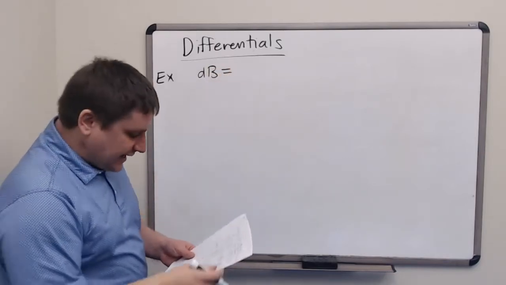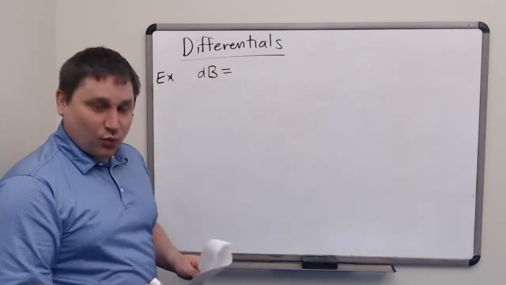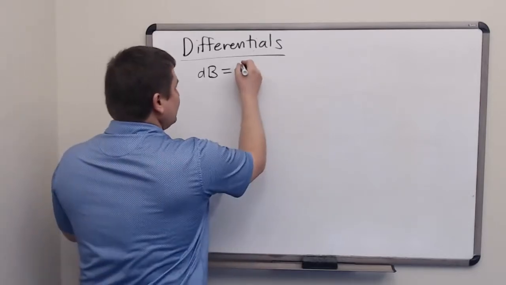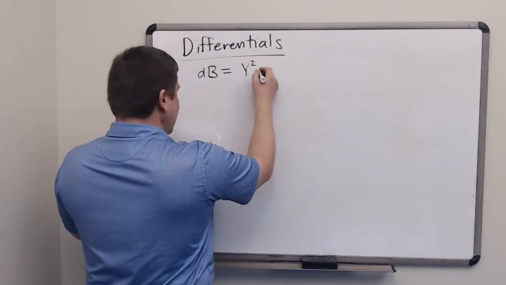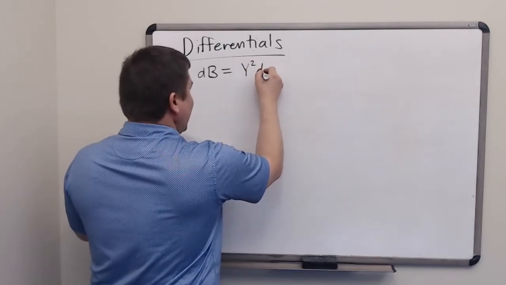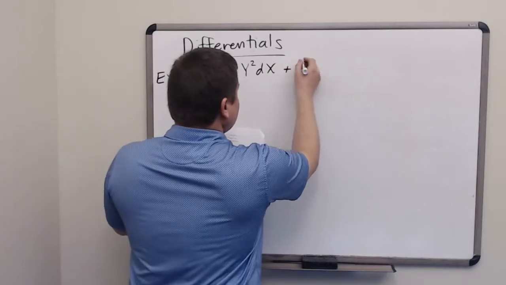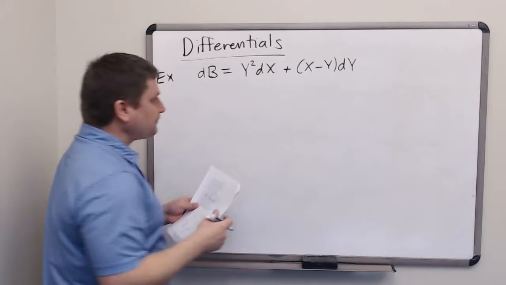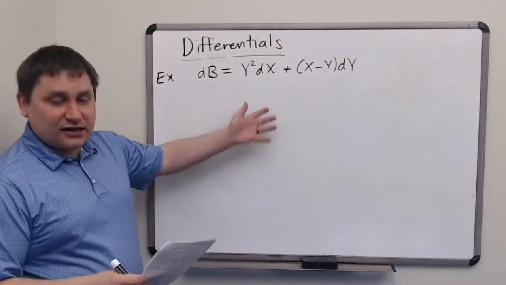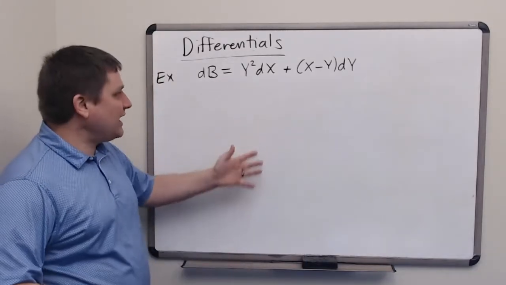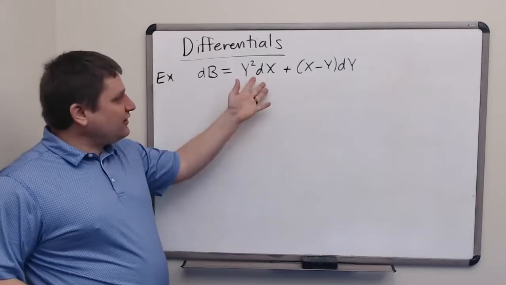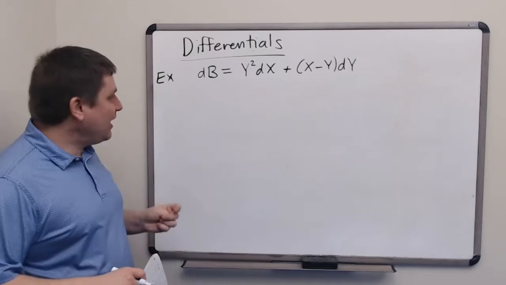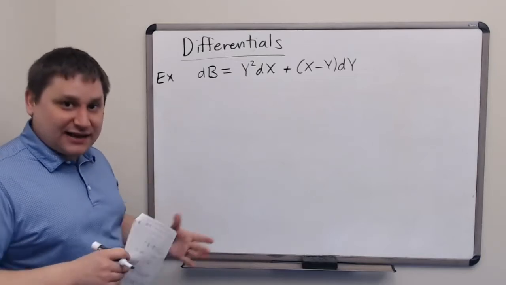Now let's look at a second example where it doesn't work out so well. Let's define b as a differential equal to y squared dx plus x minus y dy. This is completely legal. At the current value of x and y, we could imagine a small change in x, a small increment in y, and find out how much b changes from that. But does a function b exist?